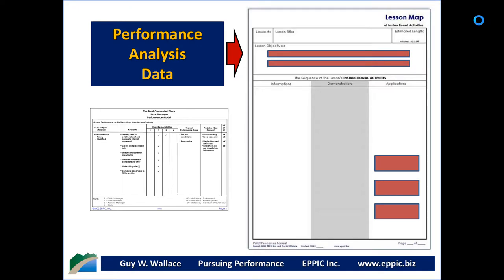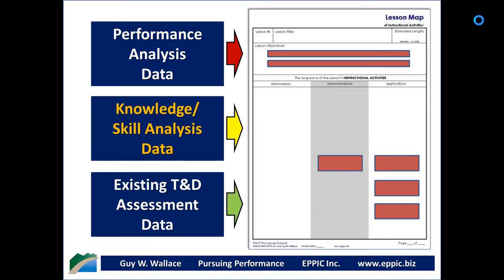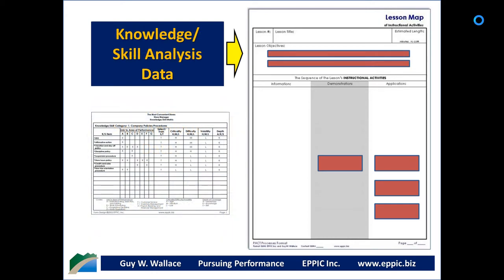We also can identify if there are demonstrations that would help the learner performer in the application exercises so they can see what they're going to be expected to do. The knowledge and skill analysis identify which knowledge and skills feed which areas of performance and those outputs and tasks.